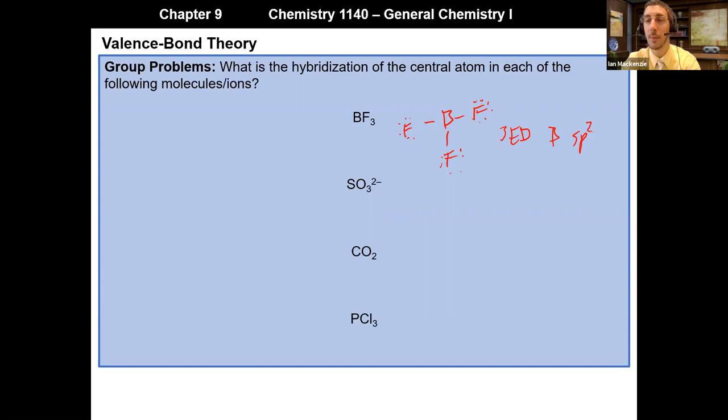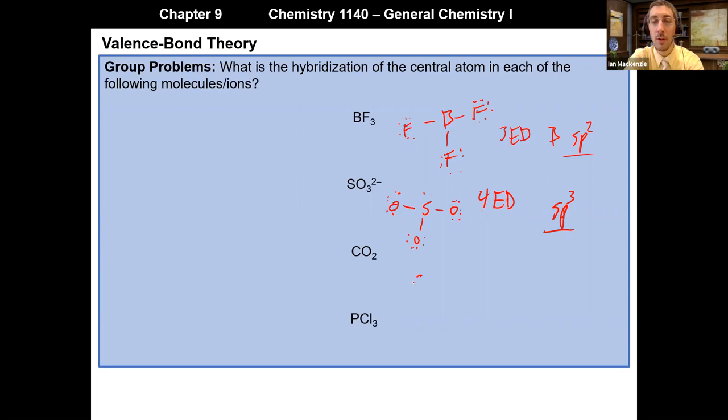SO3 2-, we've seen that one before. Lone pair on sulfur, oxygen, oxygen, oxygen, with the full suite of lone pairs. I can say that there are 4 electron domains, a lone pair and 3 single bonds. And so in this case, I must have sp3 hybridization.